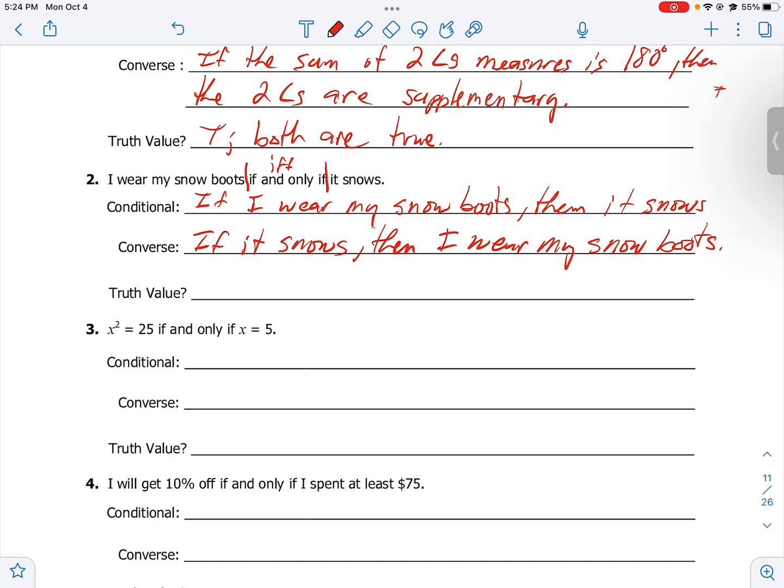Now let's think about that. Is the conditional true? If I wear my snow boots, will it then snow? Do my snow boots make snow happen? Are they magic boots that if I put them on, snow happens, and that's why I call them my snow boots? Well, no, that's false. It doesn't snow because I wear my snow boots. Now, if it snows, then I will wear my snow boots is true because I wear those boots for snow. That's why they're called snow boots. So the conditional is false.